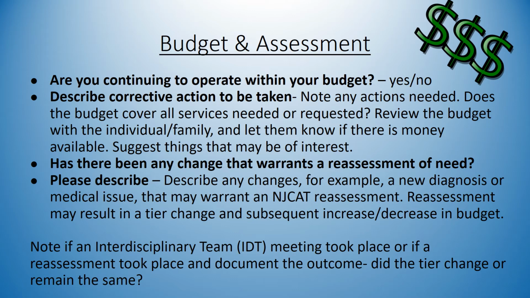If there are no issues and no additional services requested, document that services have been discussed. Some individuals may be happy with services and not want anything more. However, people may not be aware of what other services can be offered. Review the budget with the individual or family and let them know if there is money available. Suggest things that may be of interest. Let them know how much is in their budget and how it can be allocated. If the person is happy with services and does not want anything else, document that this was discussed.